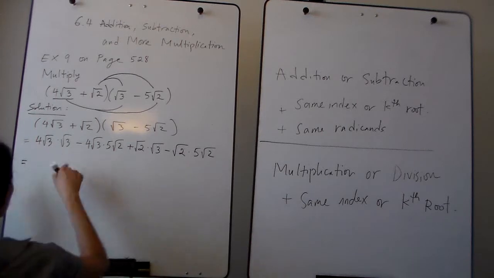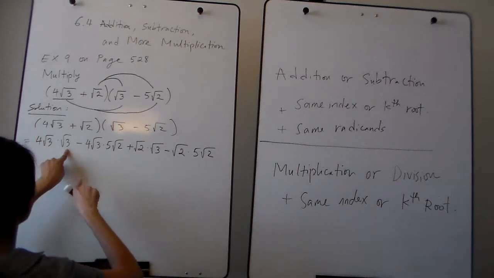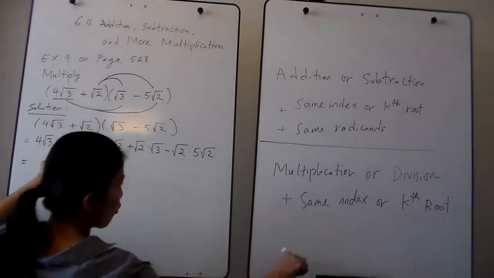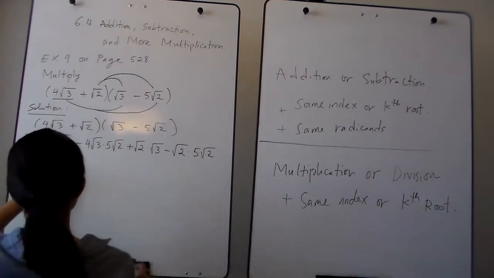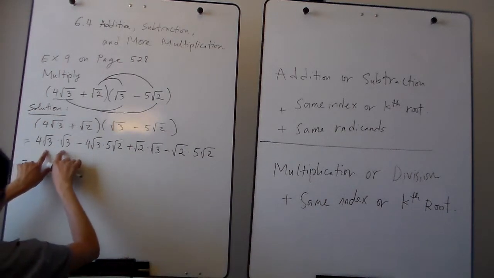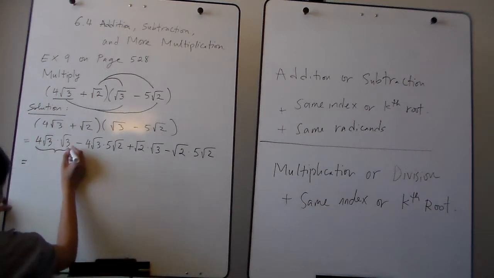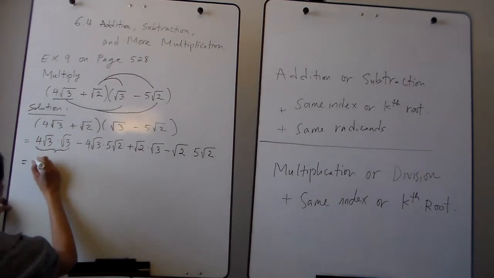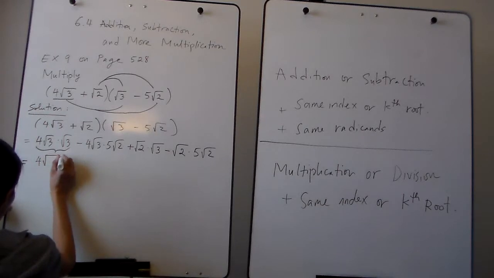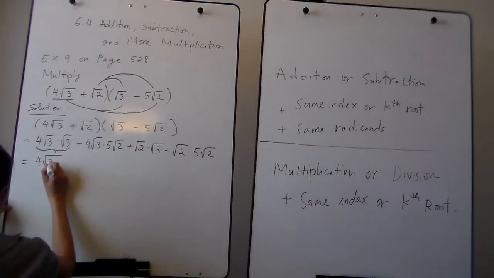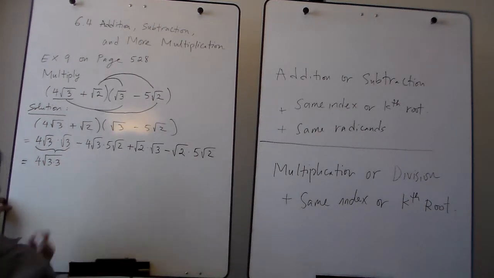Now, this is multiplication, right? Root 3 times root 3. Again, for multiplication, you only need to check if they have the same index, okay, root. So square root, right? Same index, k equals 2. That means you can combine these two factors, 4 times square root, and then multiply the radicands.